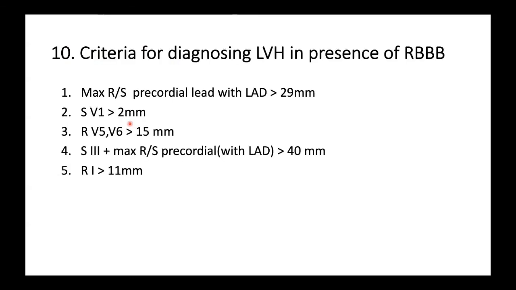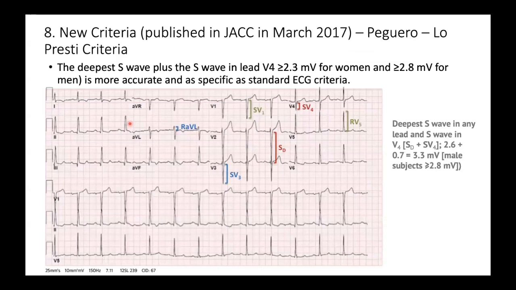Now, there is also a newer criteria. I don't want to go into the data, but you should remember that there was a criteria which came in 2017 where the deepest S, whatever is the deepest S, like here in lead V2, or the S in lead V4, should be more than 23 in women and 28 in men. Then it suggests that there is an underlying LVH. Until now, this has the most accurate and high specificity for diagnosing LVH.